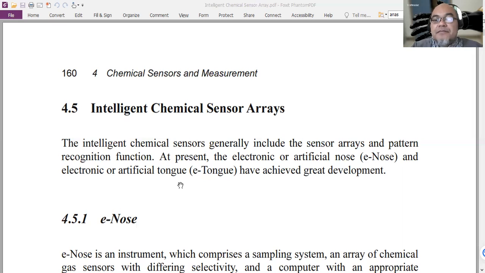But now, within several minutes, several hours, even several seconds, when you have enough computing power, you can have your computer recognize the pattern coming from the array of sensors. So this is becoming more prevalent and more increasingly researched. You do not need a specific and selective sensor to detect a particular gas.